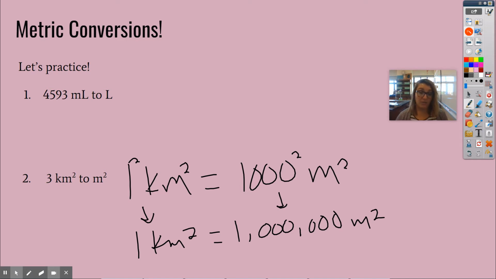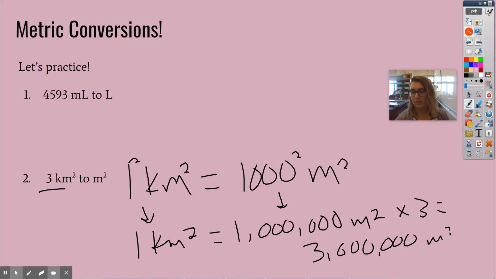So now that we know that, 3 kilometers squared, we just multiply this times 3. All right, 3 million meters squared. All right, so this is how we do metric conversions using my cat Donna Marie doesn't have kittens, and either multiplying by 10 or dividing by 10. And remember, all you have to do if you're just multiplying or dividing by 10 is move some decimals. It's pretty simple.